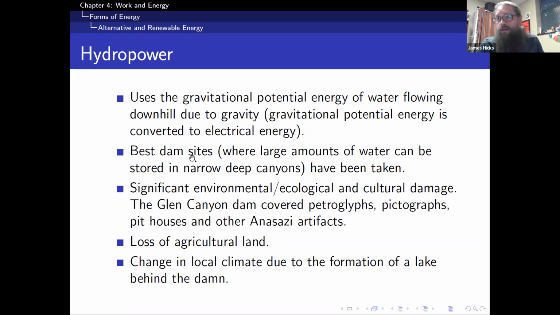Hydropower is interesting. There is a significant amount of change to the landscape when you do that. There's a loss of agricultural land. A lot of these good dam sites have already been taken up and converted into dams. And when you block up a river and fill everything up behind it, there is significant environmental and ecological damage.